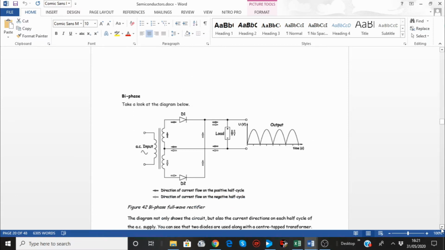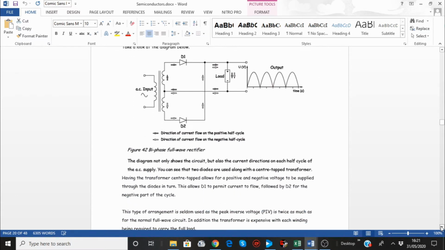Then we get to full wave rectification. Now we can do this two different ways. You either use a transformer and two diodes, a transformer with a center tap on the secondary. This is the primary, which is connected to the source, and this is the secondary, which has a center tap as well. This is a special transformer, and compared to normal transformers with no center tap, it's more expensive. But you use this with two diodes.